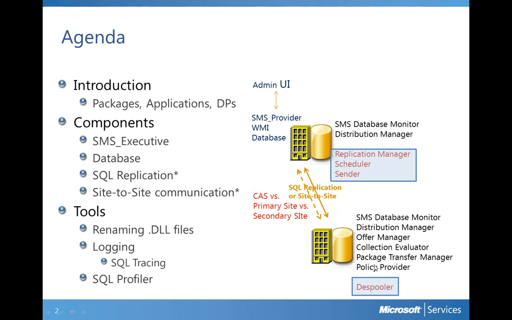These exist only on a child primary site. Why? Because the child primary site is responsible for managing clients. So it doesn't make any sense to have an offer manager at your CAS. Doesn't make any sense to have a policy provider at your CAS. Okay, so those are important things to understand.